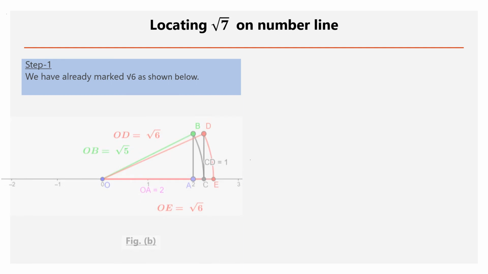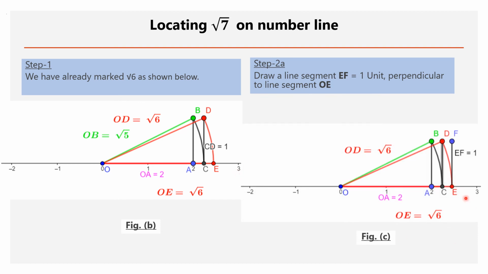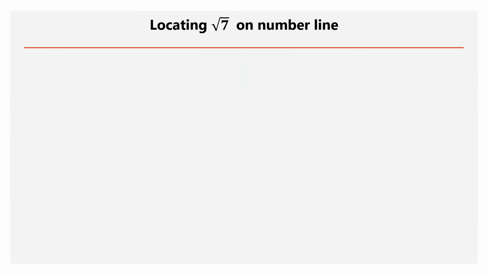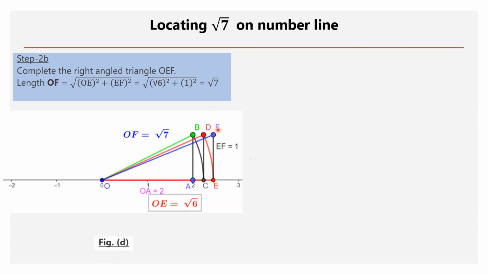In the previous part, we have already marked root 6 on the number line. Same is reproduced here. Now what we will do? We will draw a line segment EF of 1 unit length. EF is drawn perpendicular to line segment OE. So let us complete the right angle triangle OEF by joining points O and F. Base OE is square root 6, perpendicular EF is 1 unit, therefore OF is square root 7.